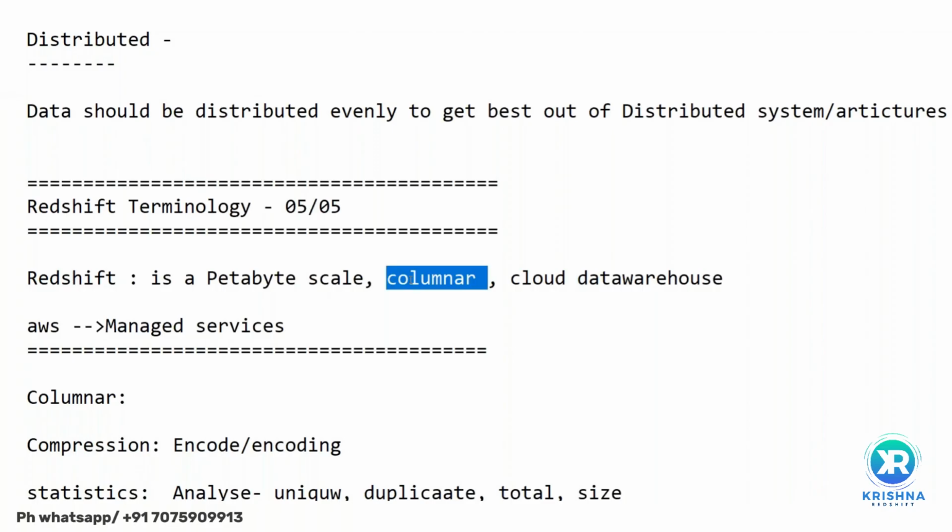What does columnar mean? All on-premises data warehouses are actually row level. All on-premises data warehouses are row level.